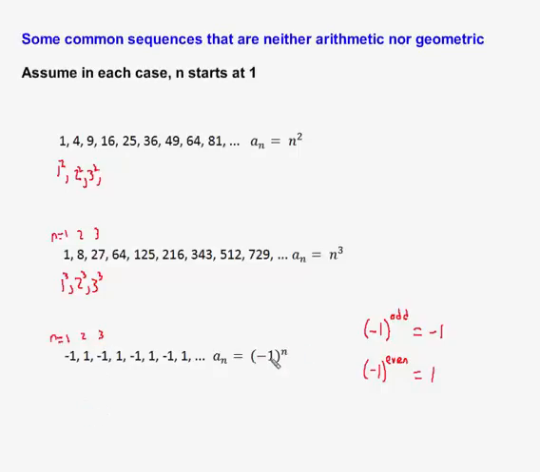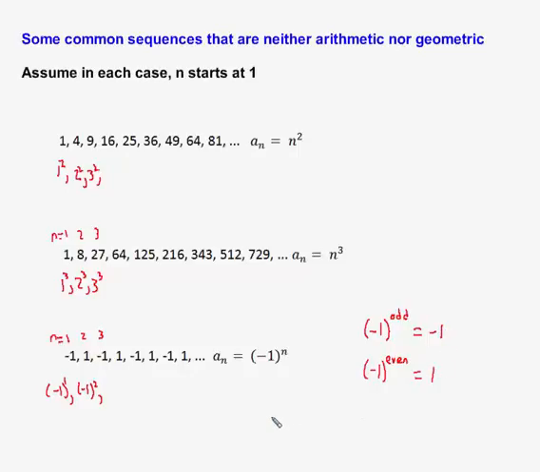Plugging n equals 1 into this formula, you'd have -1 raised to the first power, which is indeed -1. Replacing n with the number 2 would give -1 squared, and -1 squared is +1, and notice that this is an even power, and the result is 1. Because n goes odd, even, our results will alternate between -1, 1, -1, 1.